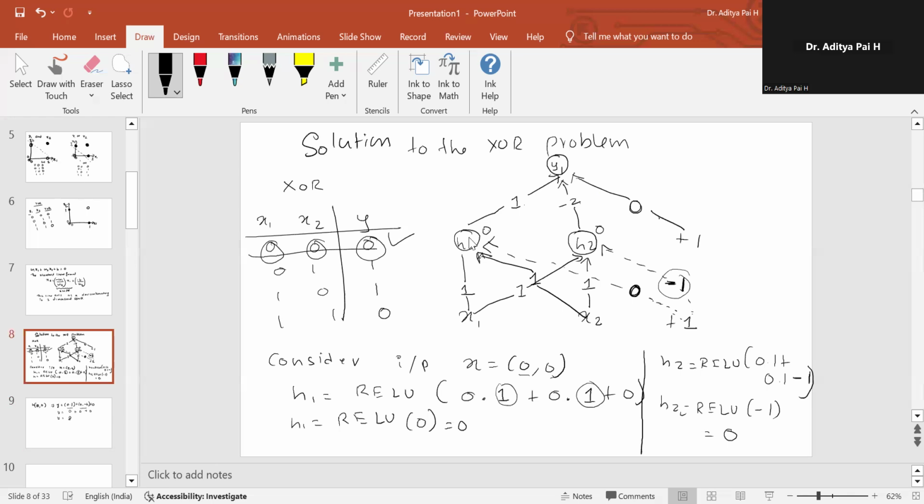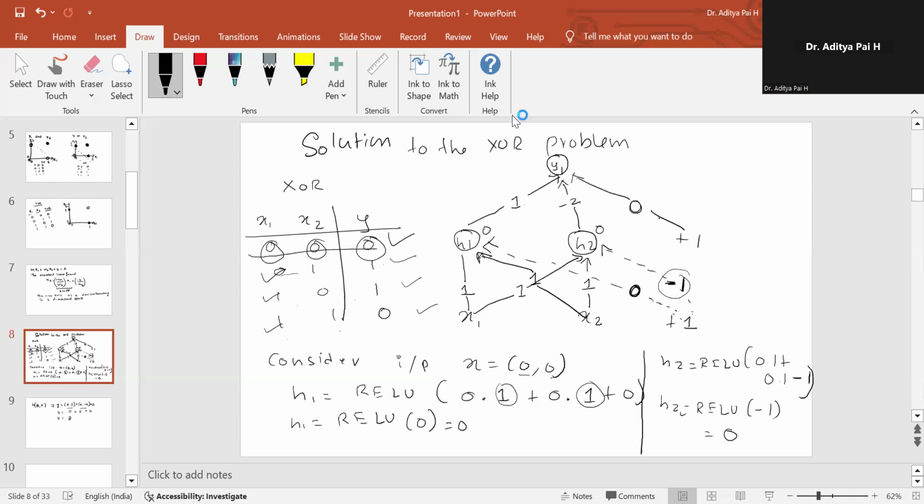Now you can try the same thing for the other inputs of x1 and x2, using the same ReLU function and the same setup. You can do it for 0 1, 1 0, and 1 1. So it is for you to try from your side and check: with 0 and 1 you'll get 1, with 1 and 0 you'll get 1, and with 1 and 1 you'll get 0. So just try it yourself.